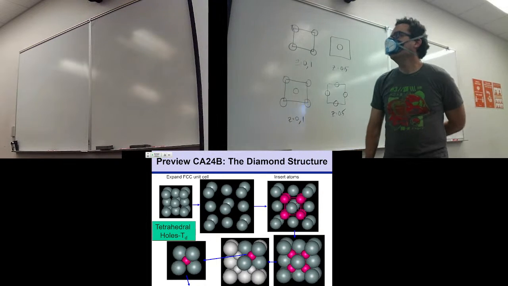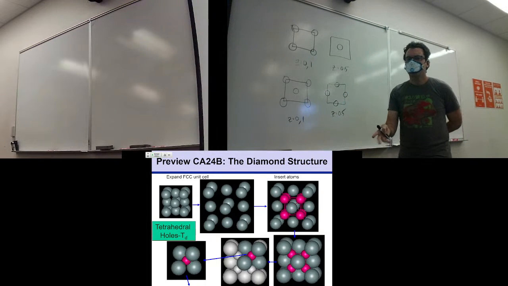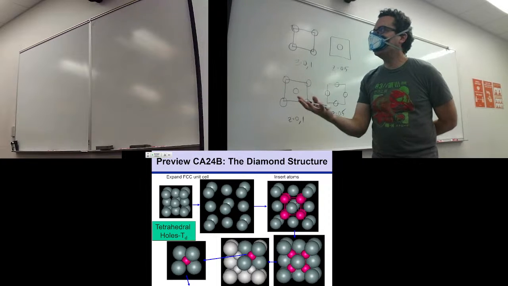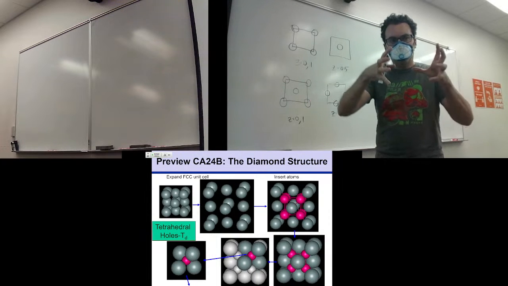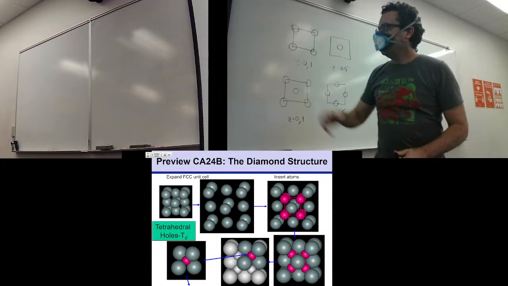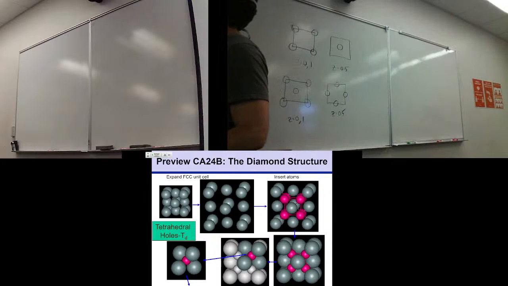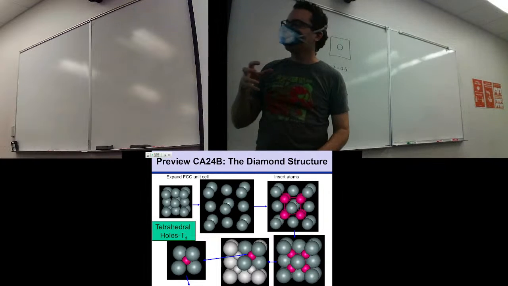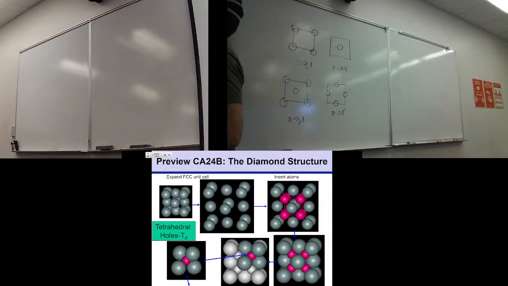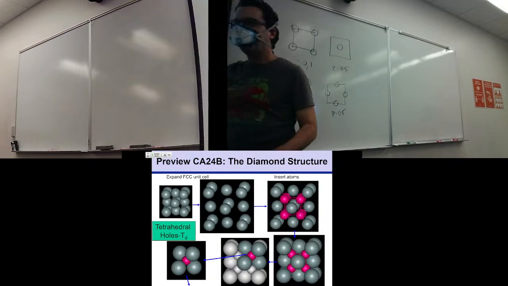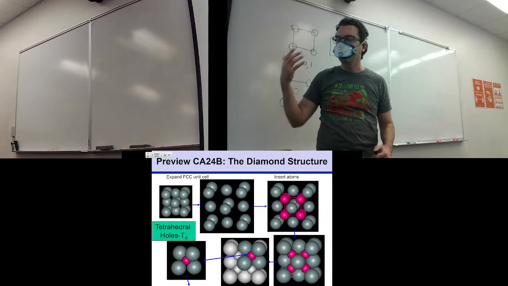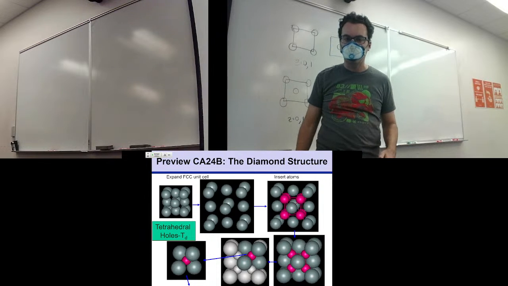So, to make the diamond, I'm going to reiterate, it's an FCC structure that has been expanded slightly, and there are pockets inside we call tetrahedral holes. So these pink atoms, which are not atoms, these are the positions where you would put an atom. We call them tetrahedral holes.